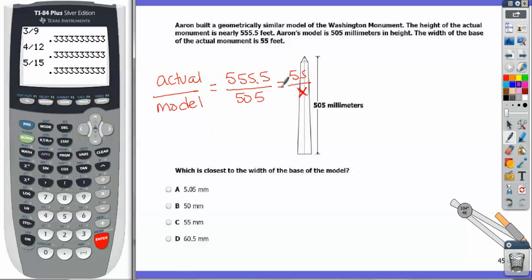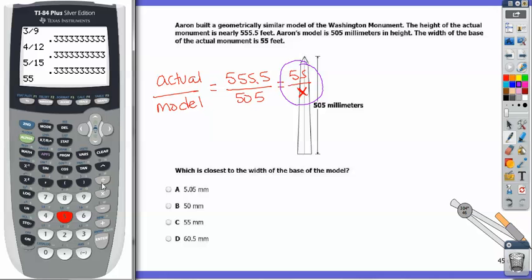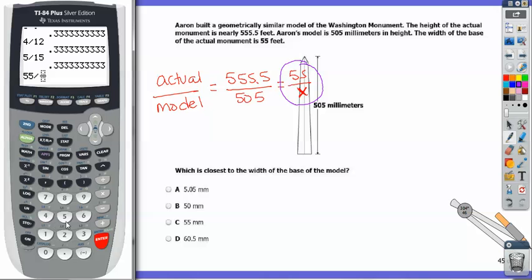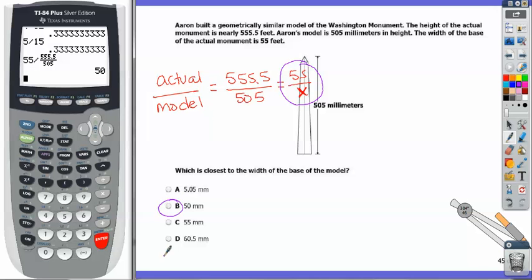Well, I could do it two ways. If I look at this, I can say where is x? X is on the bottom, and I can say 55 divided by, in my calculator, 55 divided by alpha y equals, make it a fraction, why not? 555.5 over 505, and I'm going to get 50. Now, if I don't remember that little trick from trigonometry, like SOHCAHTOA, am I going to multiply or divide, and the number goes first over here, I could cross multiply.